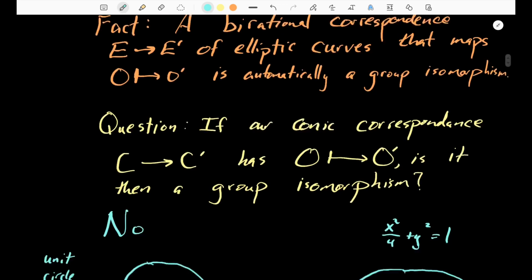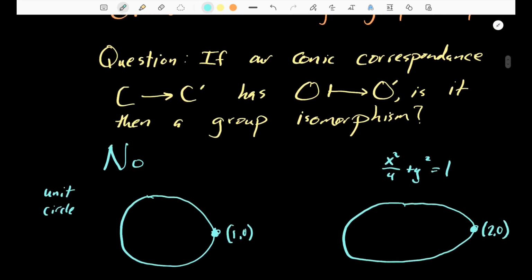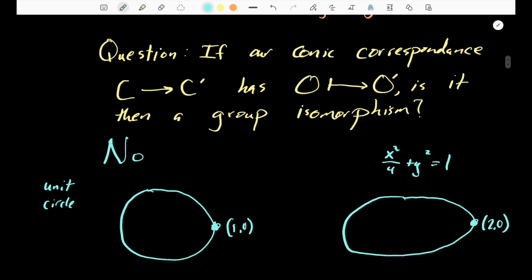And the answer is no. In fact, probably the simplest thing you can write down is a counterexample. So let's just write down what happens for the unit circle and this 2x1 ellipse. Let me put a few more points in here. So here's A, here's B, here's A plus B.